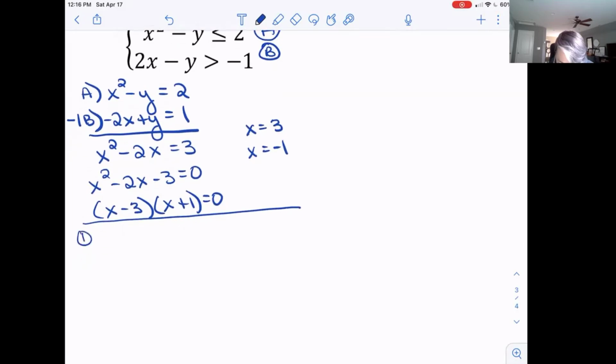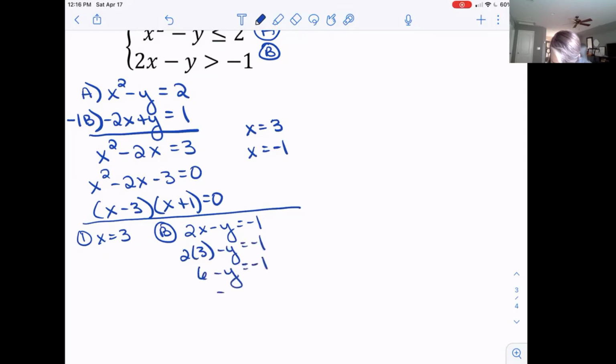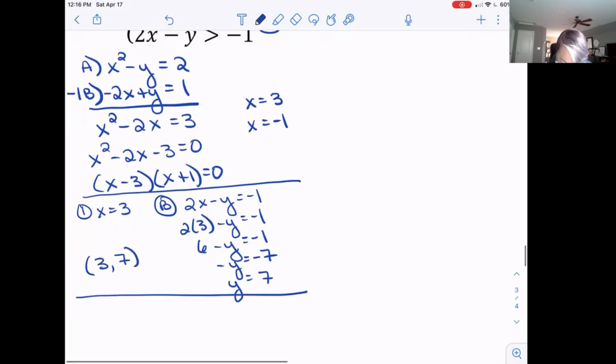So let's first start with x equals 3. Equation B just happens to seem simpler. So if we plug in 3 for our x, we get 6 minus y equals -1. So -y equals -7, or y equals 7. So this gives us the point (3, 7).